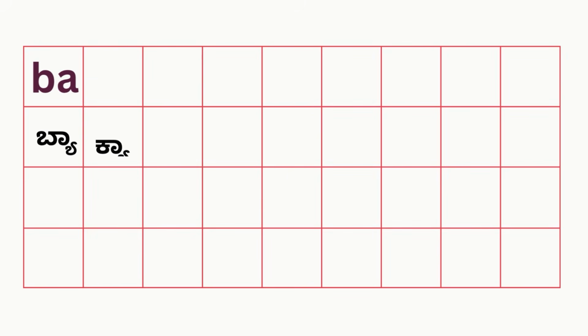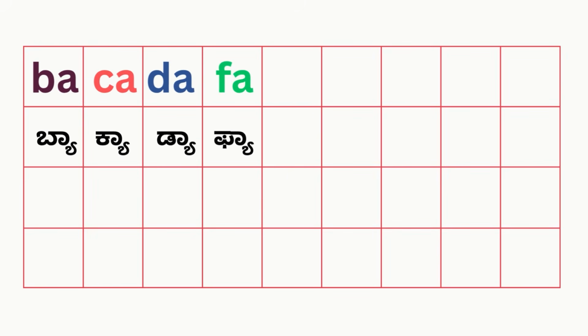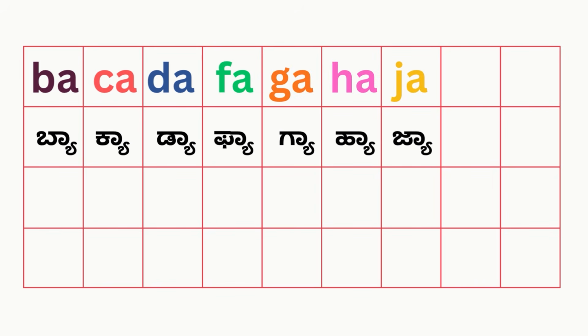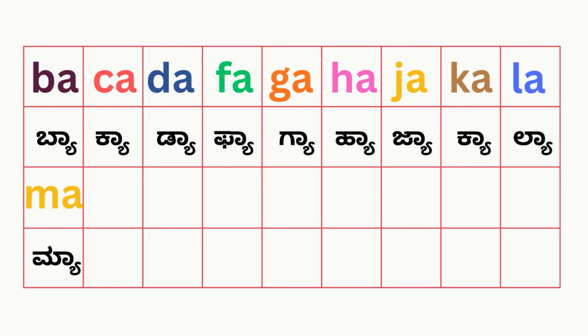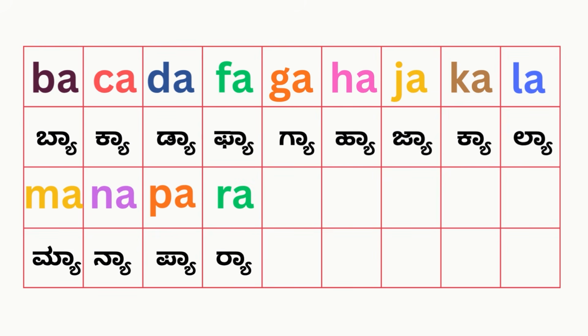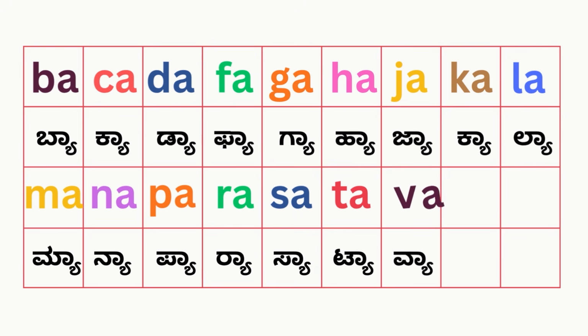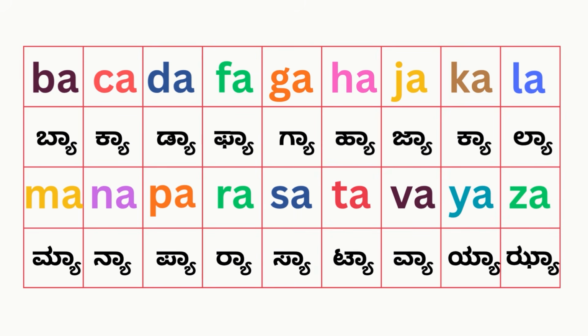Ba, ga, da, fa, ga, ha, ja, ga, la, ma, na, pa, ra, sa, ta, wa, ya, za. Now we will discuss three-letter blends.